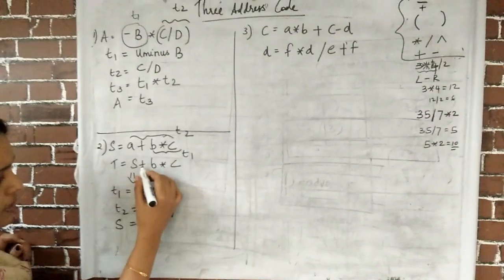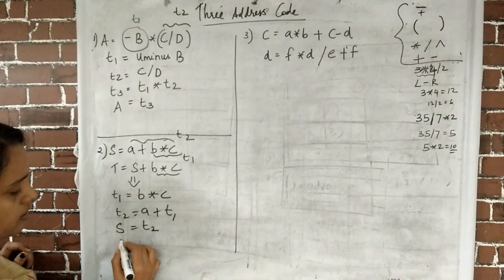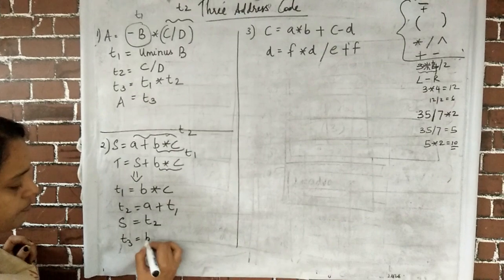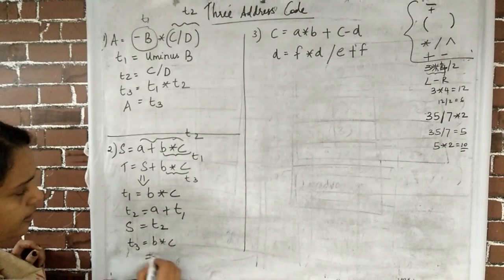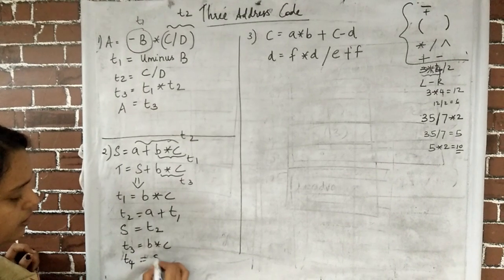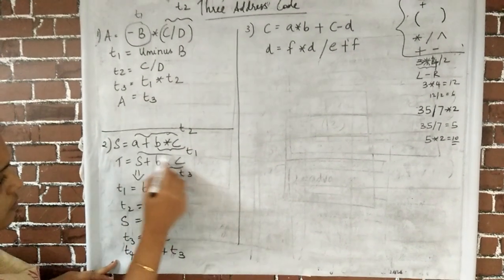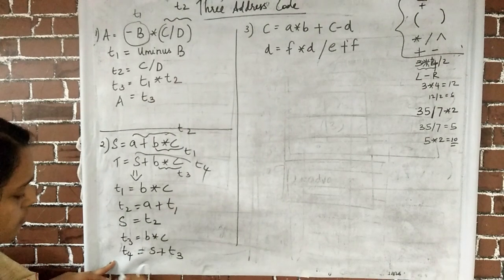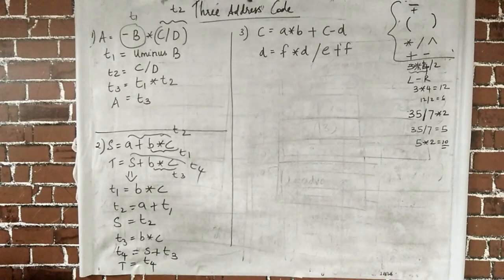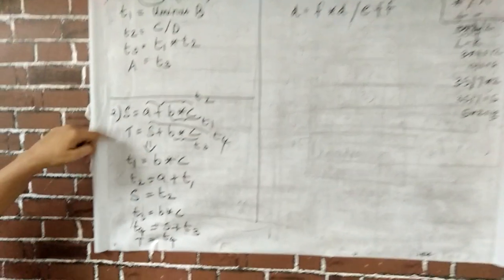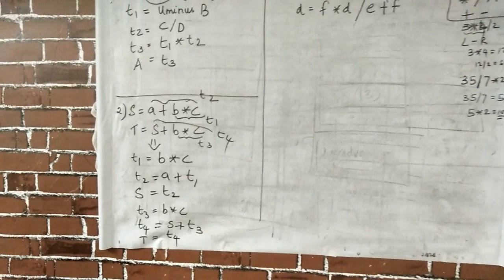Here also you have plus operator and star operator. Compute this first. Now some T3 is equal to B star C. So we have T3 here. Again next T4 is equal to S plus T3, right? So this is available in T4 now. Again this T has to be assigned T4. Okay. This is the three address code for these two statements.